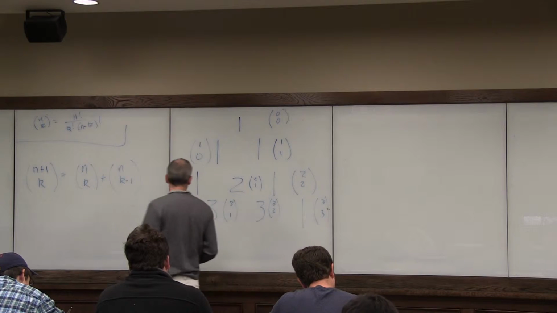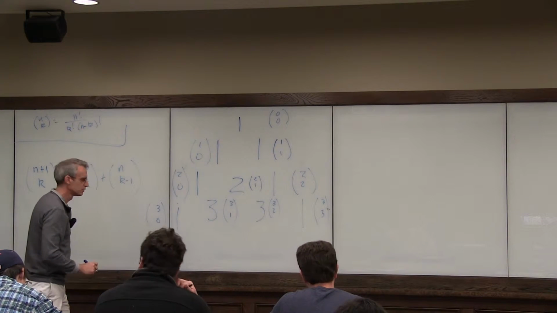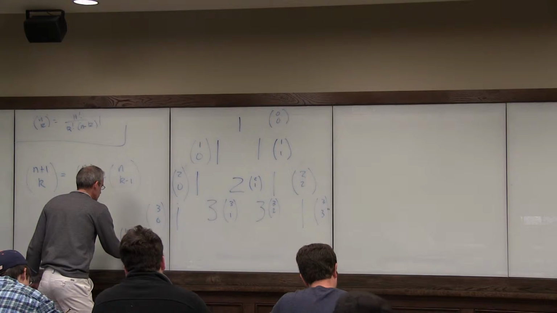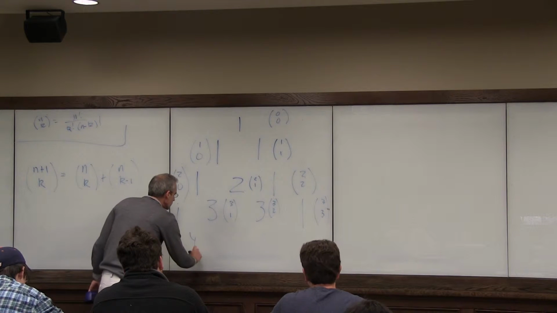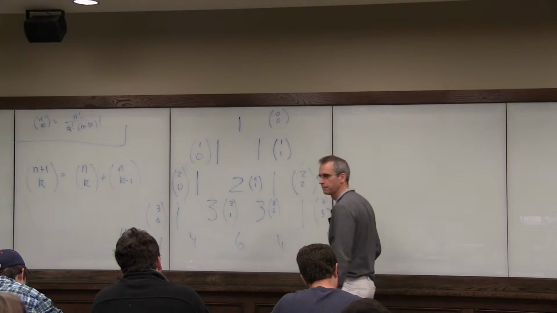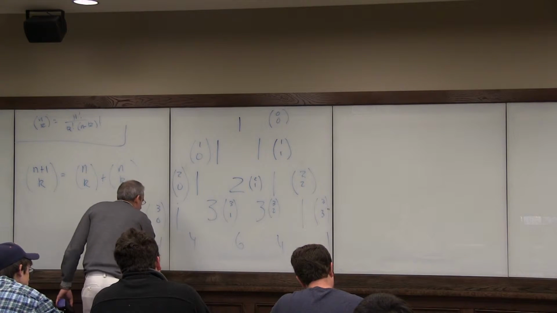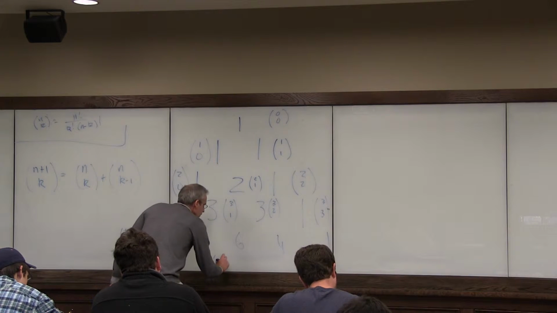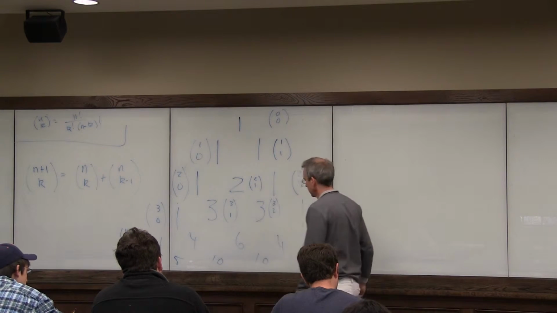Okay, so what's the next row going to be? It always starts with 4. So this is the row that has 4 choose k in it, right? 1, 4, 6, 4, 1. And then 1, 5, 10, 10, 5, 1.